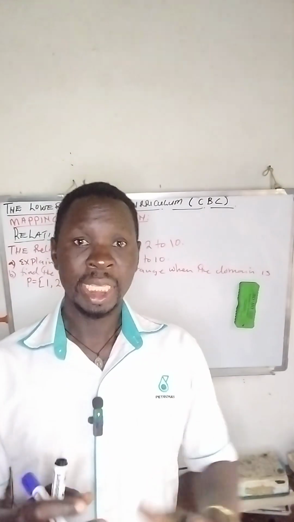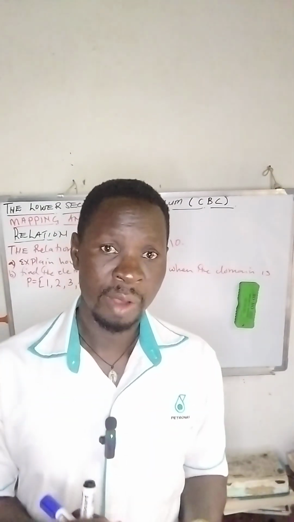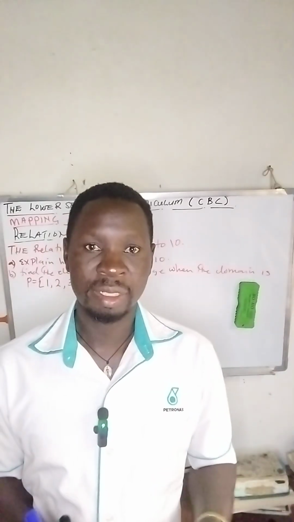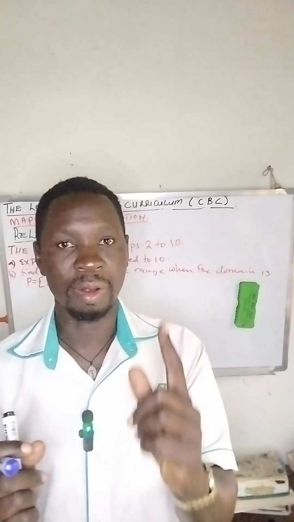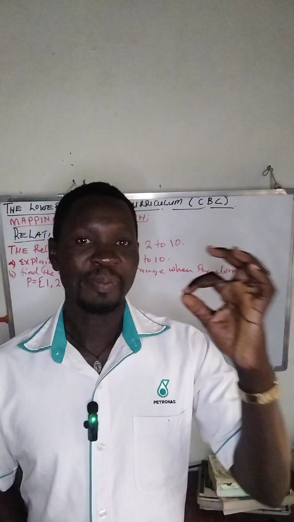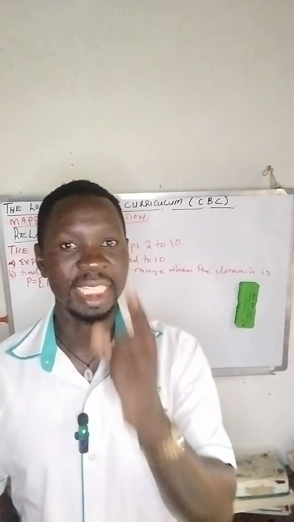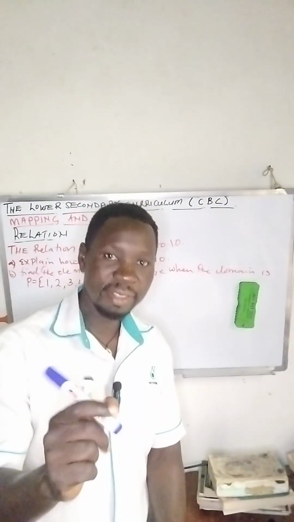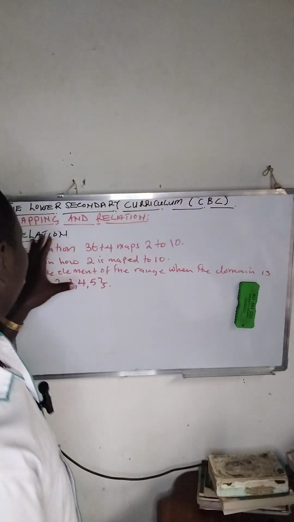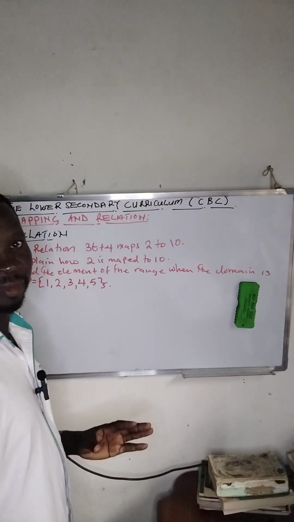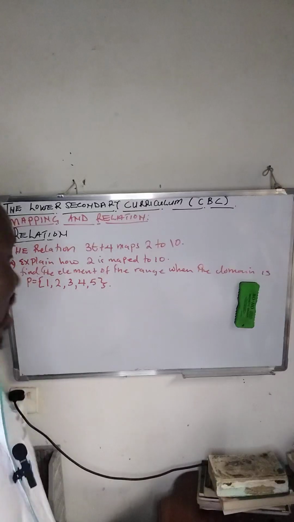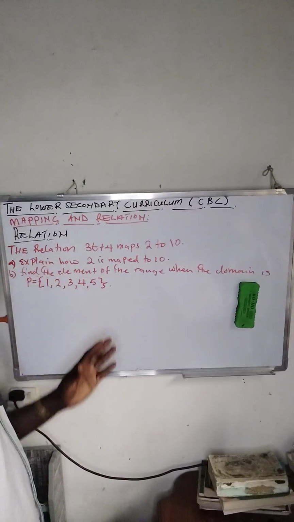This is part 3 of our mapping and relations lesson. Now we had part 1, part 2. Now we are on part 3. Today we are introducing the real question, the concept.